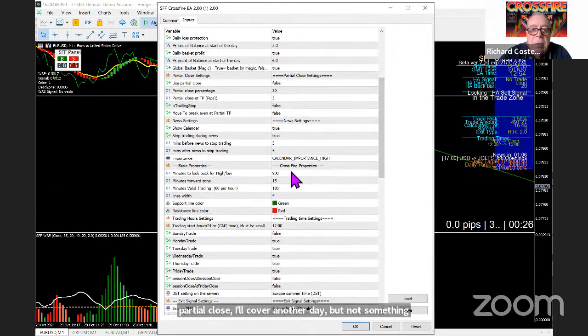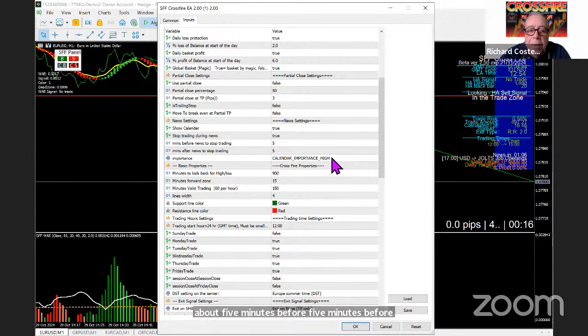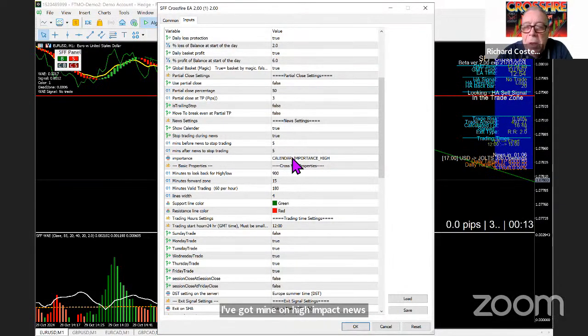New settings, I've got those on true, and I ask it to keep me out from 5 minutes before. I've got mine on high impact news, so 5 minutes before high impact news and 5 minutes after. It doesn't take a new trade.